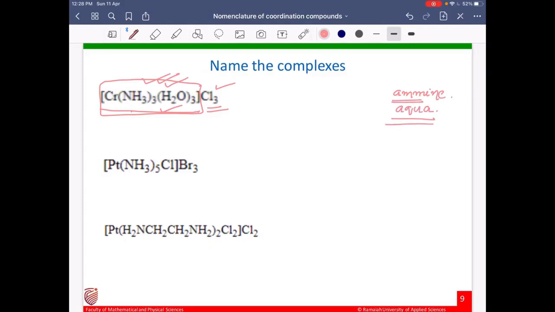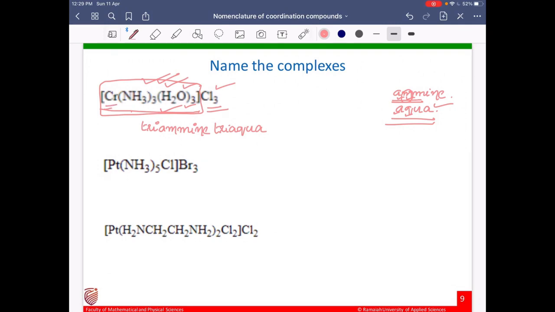In alphabetical order, both start with A, but ammine has M and aqua has Q. So M comes first before Q. So definitely first we have to write ammine. How many ammines are there? 3. 3 means tri. So we should start with triammine. Then water, the ligand name is aqua. How many aqua groups? 3. So it is triaqua. After that, we have to write the name of the metal.